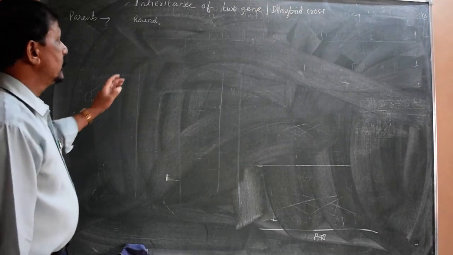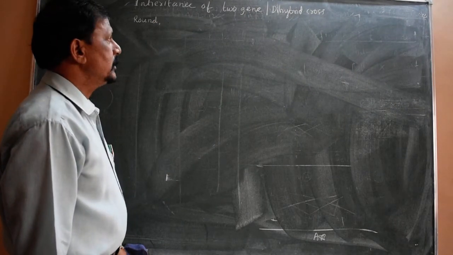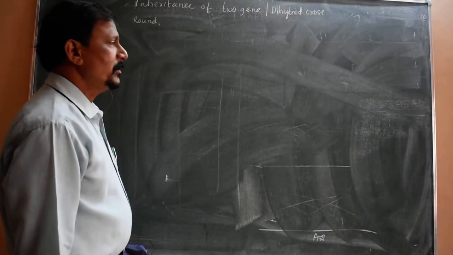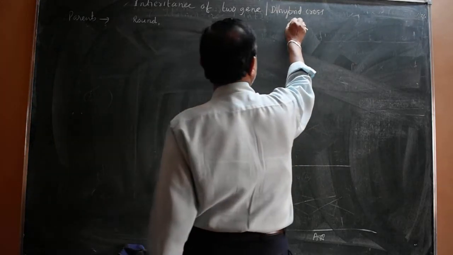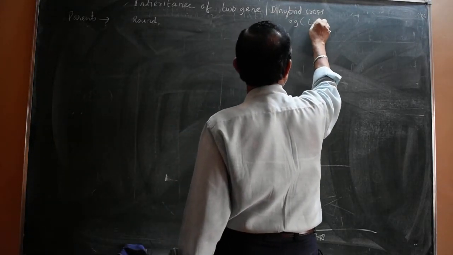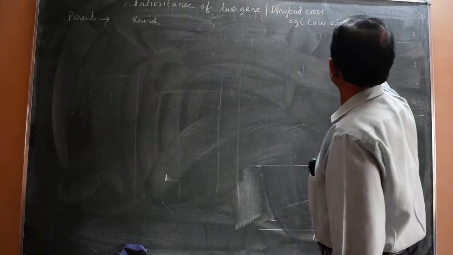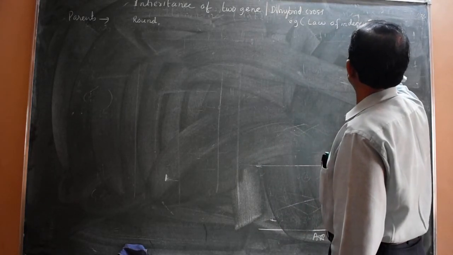Inheritance of two genes, also called the dihybrid cross, is an example of the law of independent assortment.